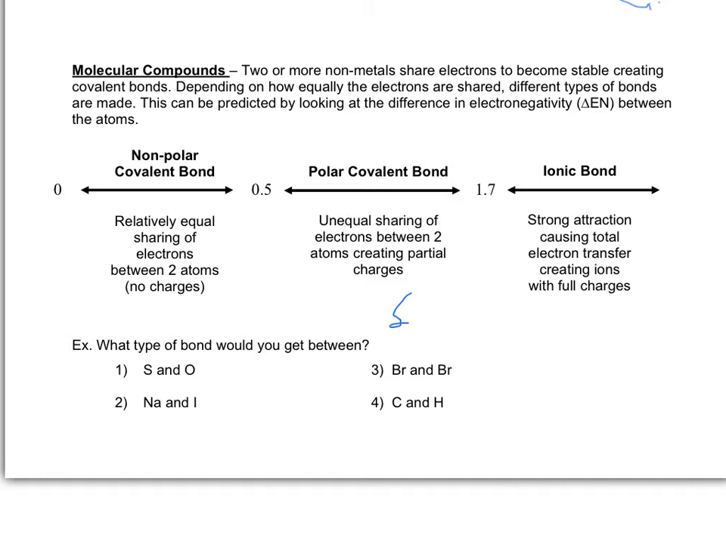Any electronegativity difference over 1.7 is considered an ionic bond. There's one element that is so much stronger than the other that it totally removes the electron from its partner, creating full charges. Using the periodic table in the back of your textbook, figure out what type of bond would be formed between these elements.